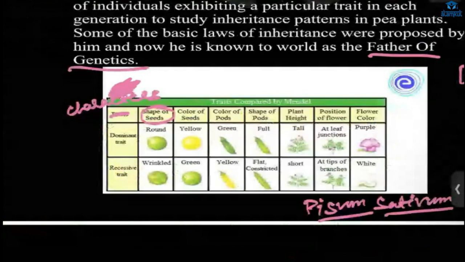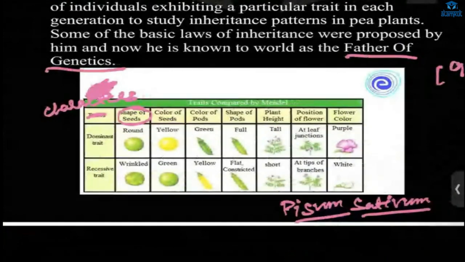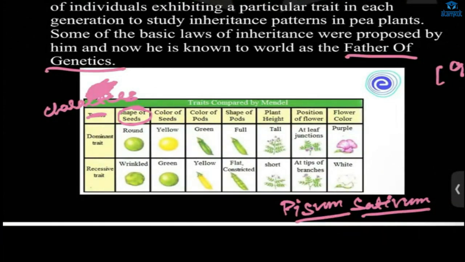Okay, so now you see here, he selected seven characters. What characters did he select? Shape of seed, color of seed, color of pod. What is pod? The cover. Have you seen the pea, right? The outer cover where there is pea, that is pod. Then the color of pod, the shape of pod, then plant height, position of flower, then flower color. So these all are the characters he chose.